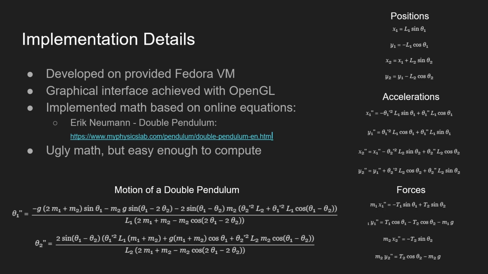Onto the implementation, I've thrown a bunch of math up onto the screen. This is all from Eric Newman's double pendulum page, which was very helpful. Essentially, you can derive some pretty easy equations for the positions of the points. Take a couple derivatives, you get the accelerations. You can also figure out the forces acting on each of them. And through a bunch of substitutions and multiplications, you can get this kind of ugly equation of motion of a double pendulum for each of the two angles. These are the angular accelerations. And that's pretty much all you need to get started.